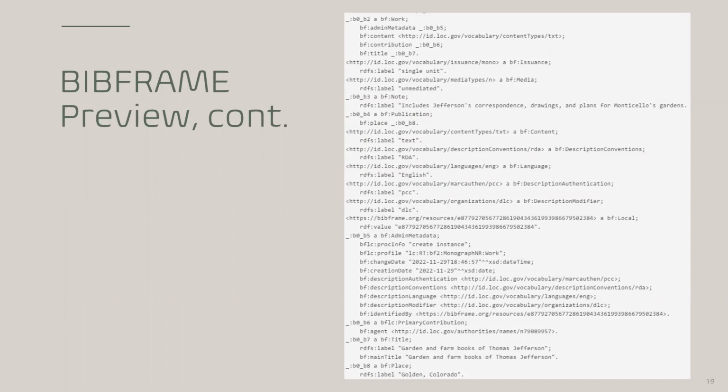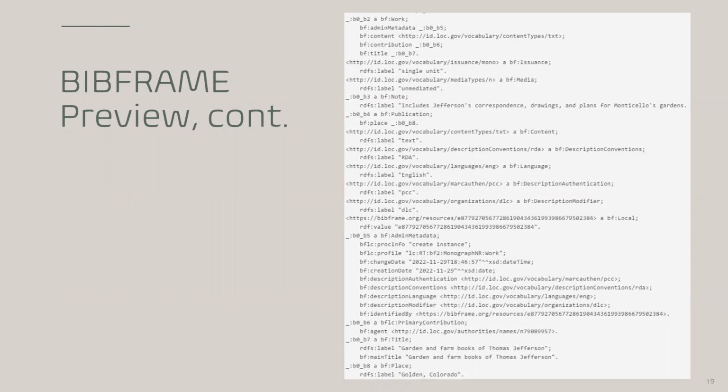So, here's single unit. Here's the note that includes Jefferson's correspondence, drawings, and plans for Monticello's gardens. Like I said, that kind of cut off. And then I chose text as a content type, and I'm using RDA guidelines. It's in English. And got PCC and DLC as different labels.